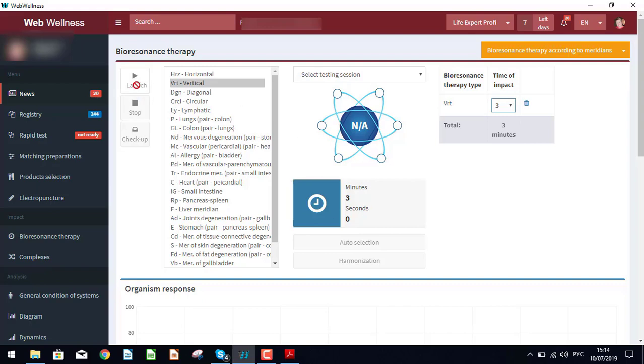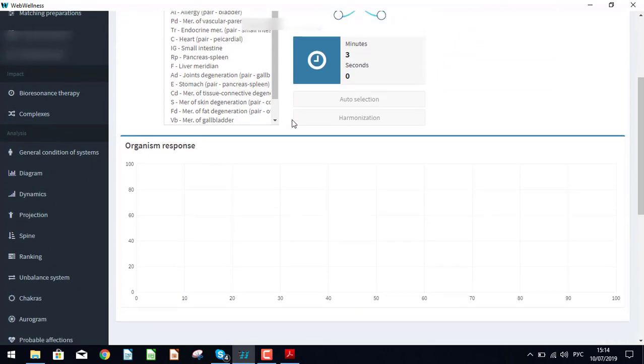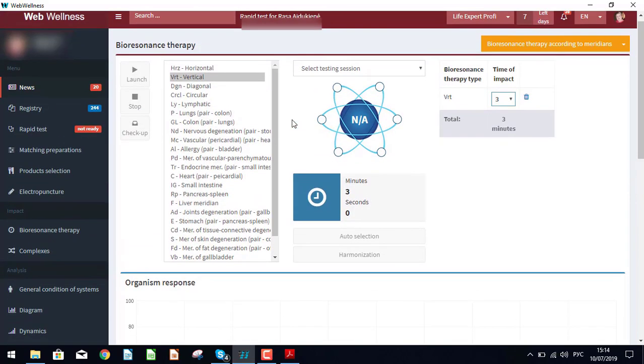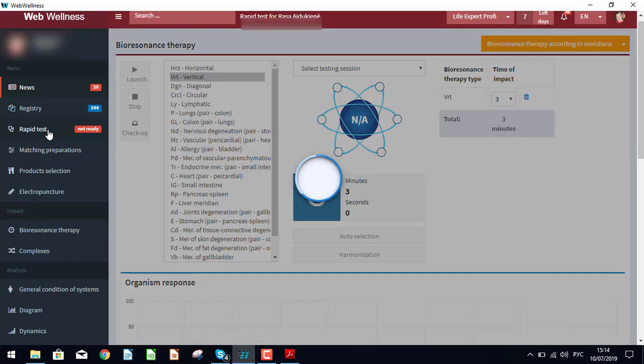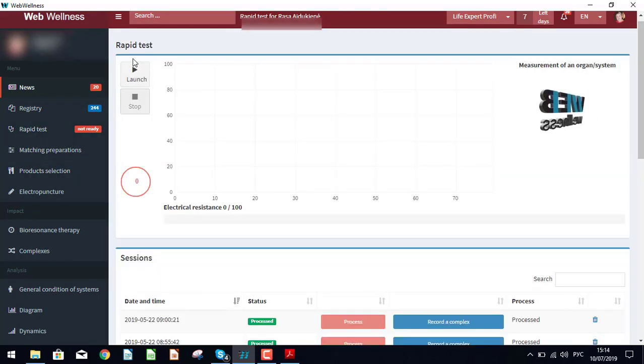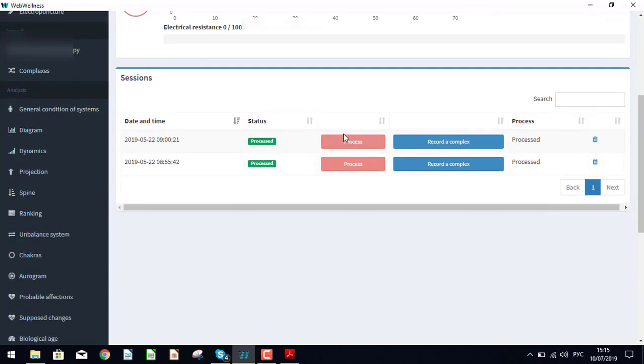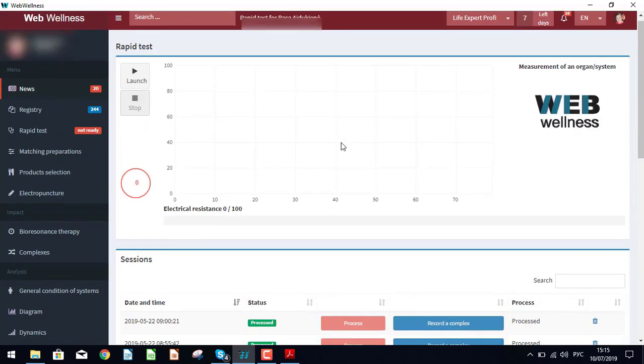Then you launch harmonization. While we do harmonization, the person can keep his eyes open. This is just harmonization. We do not do any measurement. But when the measurement is done, please make sure that the person has his eyes closed. Once the harmonization is done, we go to rapid test again and we launch our second rapid test. Once the test is done, we click on process to process the results.